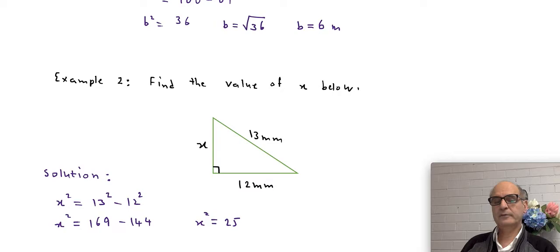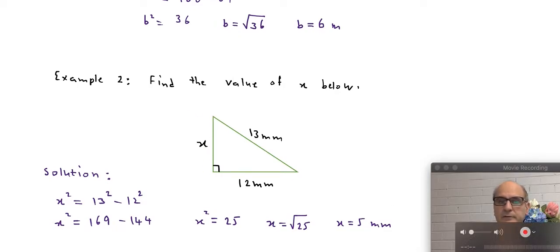Now, what number squared is 25? What number times by itself is 25? You can guess it, it is 5. Or if you couldn't, just use your calculator. x is the square root of 25. Type that in your calculator and it gives you 5. Now 5 what? Meters, millimeters, centimeters? Because these are in millimeters, my answer also will be in millimeters. So x is 5 millimeters.